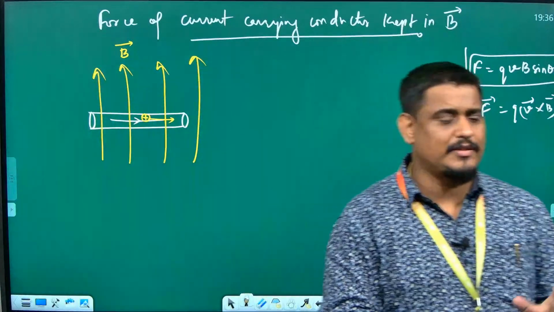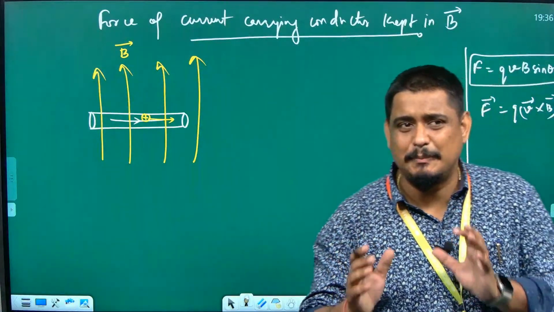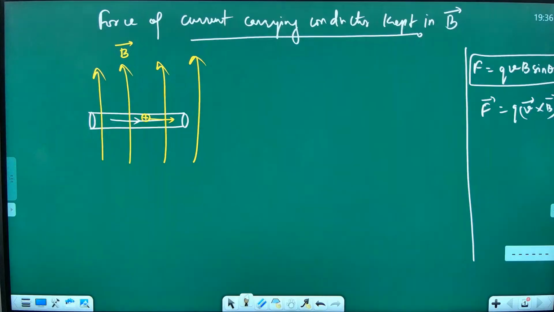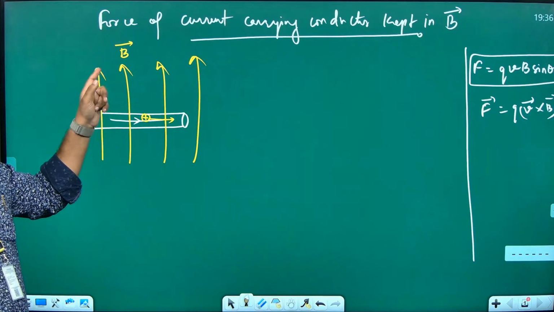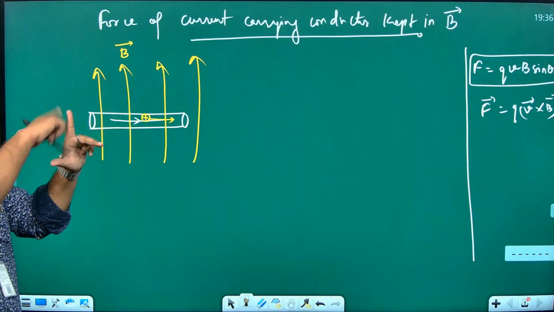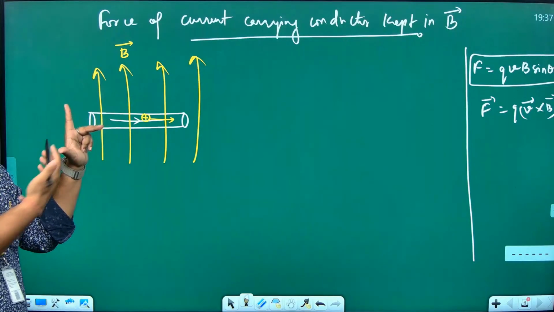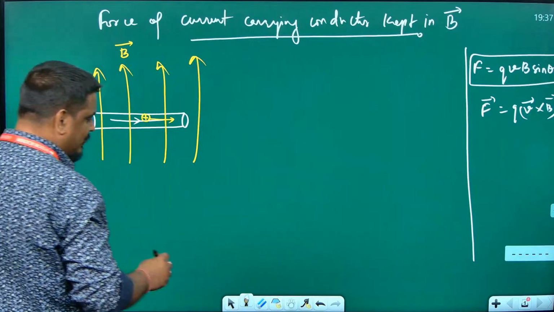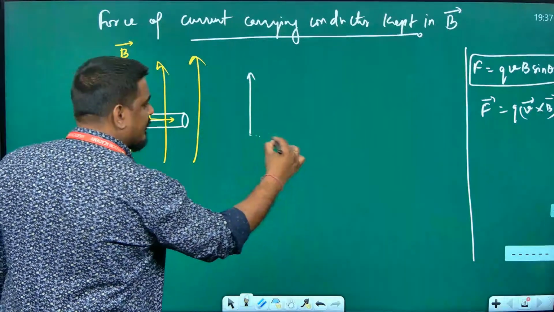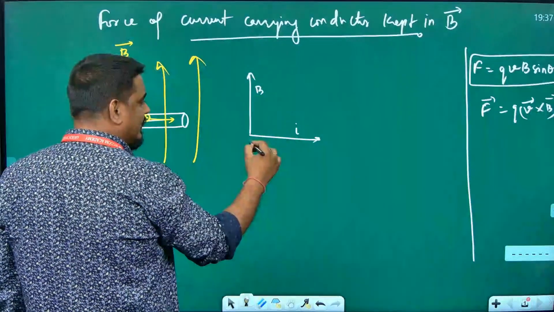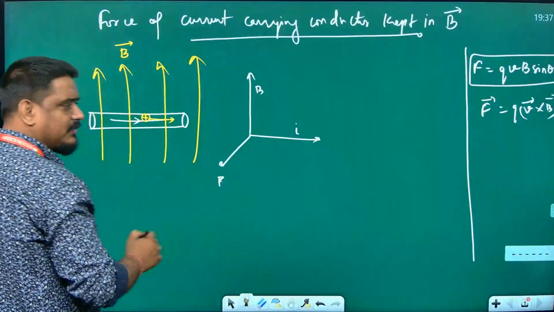So what I was telling you, I was talking about a conductor which is placed in a uniform magnetic field. The magnetic field is acting in the upward direction and the current is acting towards the right hand side. If you use your left hand, where the magnetic field is given by my first finger and current by my middle finger, then the force will be acting in this direction, towards us. If I draw a three-dimensional plane, this is the direction of current, this is the direction of magnetic field, and this will be the direction of force. Do you agree with me?